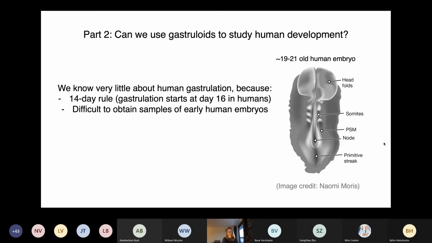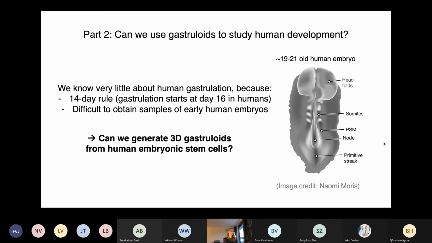So then I want to switch to the human part. We scientists know very little about human development. The reason for that is that it is very, very difficult to study gastrulation in human embryos, for both technical and legal reasons. For example, in most jurisdictions it is not allowed to keep human embryos alive for more than 14 days in a dish after in vitro fertilization, while gastrulation only starts at day 60 in humans. So we know very little about gastrulation in humans, and we therefore thought it would be very exciting and interesting if we could generate gastruloids from human embryonic stem cells, because that would allow us to study human gastrulation in a 3D context.